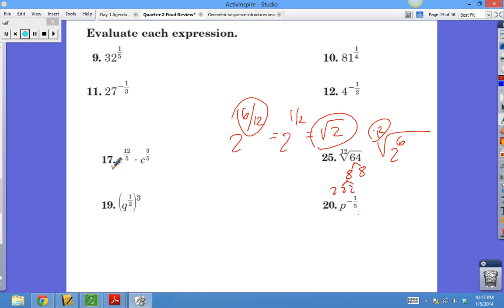Let's look, 17, you're probably okay. 19, if you have a power to a power, you times them. So it's going to be Q to the 1/2 times 3. Make 3 a fraction, times your tops, times your bottoms. Q to the 3/2.